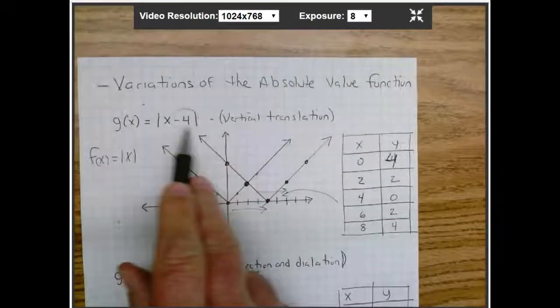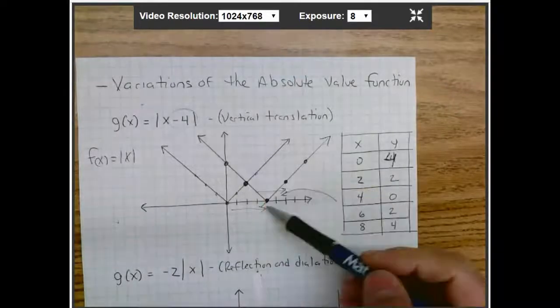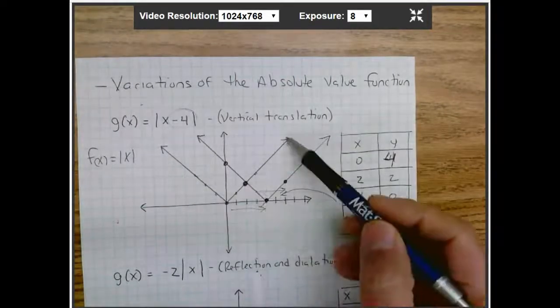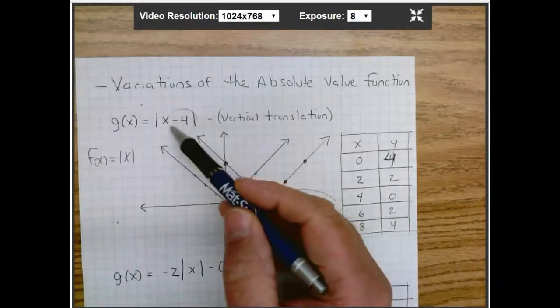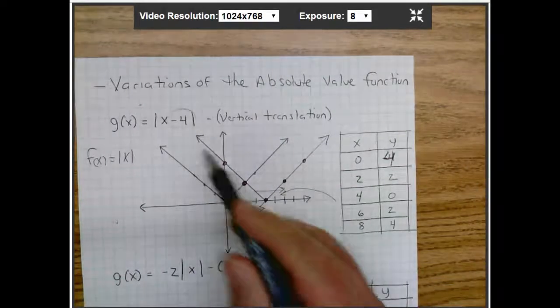Because of this, we can read that if we remember translations and how they all work. So this is our new one. This is the original f, the function of x equals the absolute value of x. If we go negative 4, just remember that negative means actually to the right. And we have this new graph.